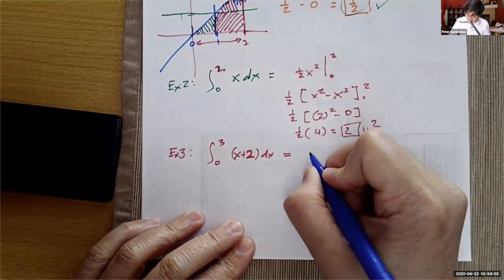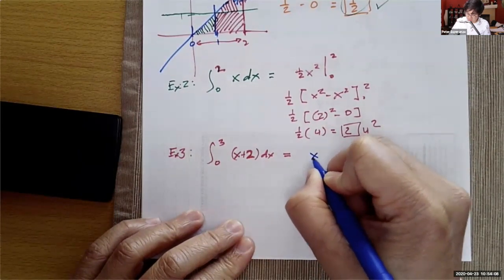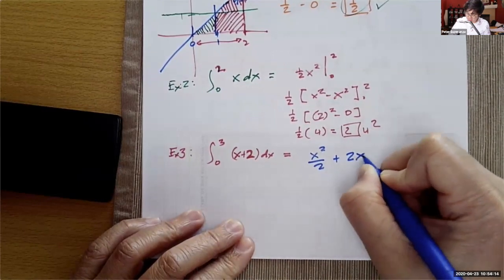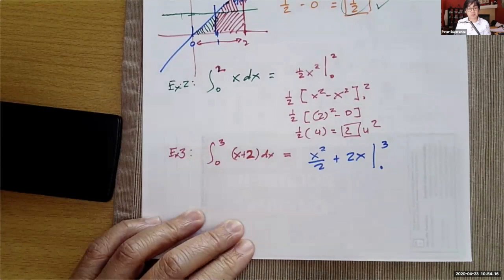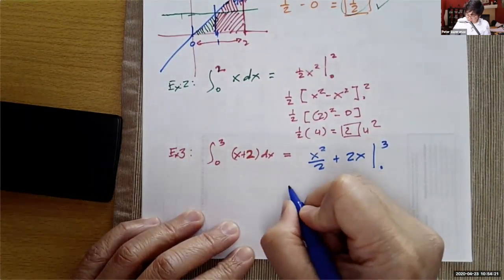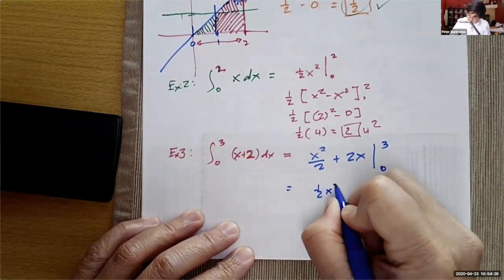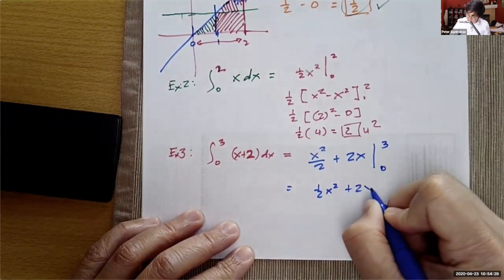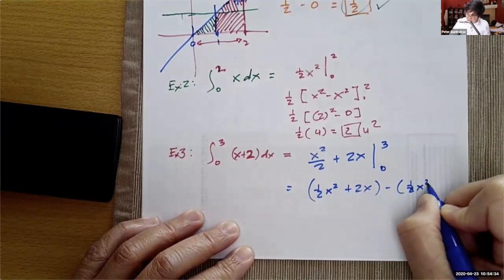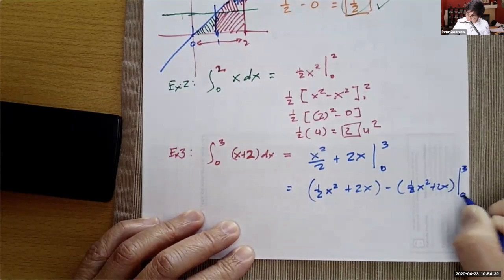So let's do this. The integral of x plus 2 is going to be x squared all over 2 plus 2x, evaluated from 0 up until 3. So that is the integral function, right? And this integral function will be evaluated from 0 up until 3. So you have 1/2 x squared plus 2x, minus 1/2 x squared plus 2x, evaluated from 0 up until 3.